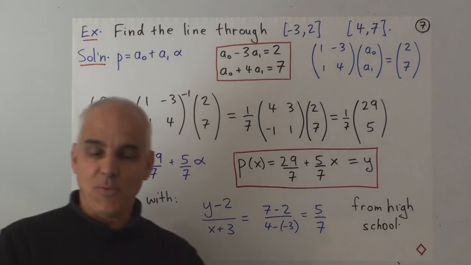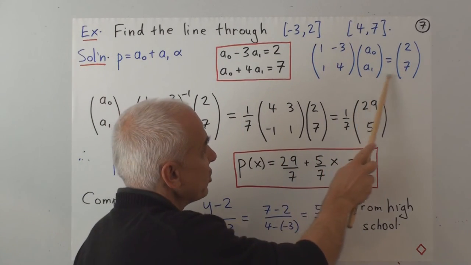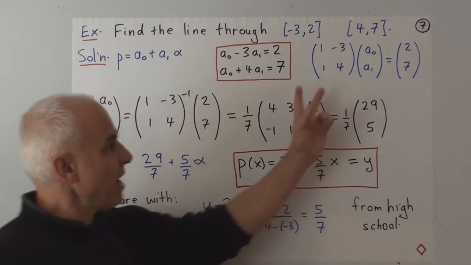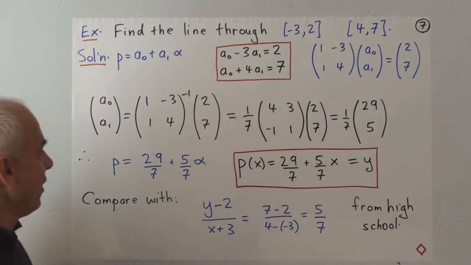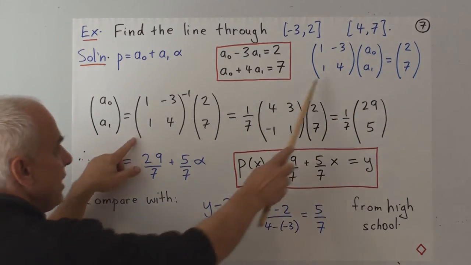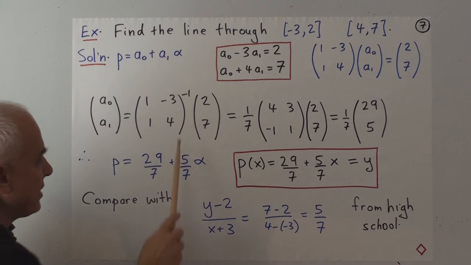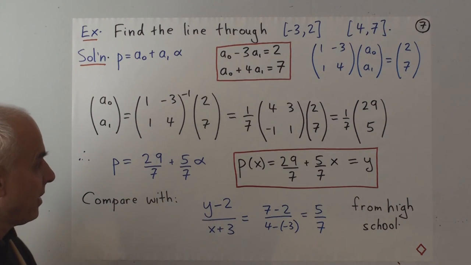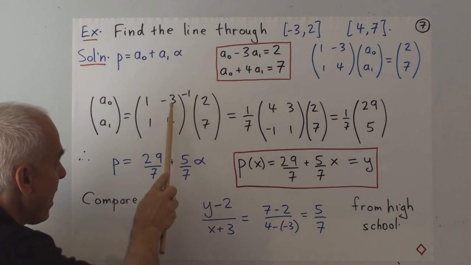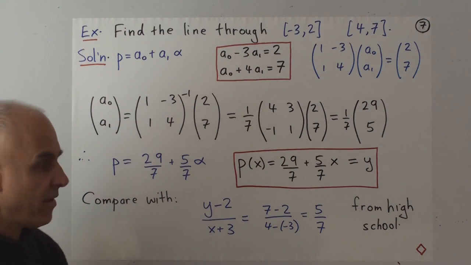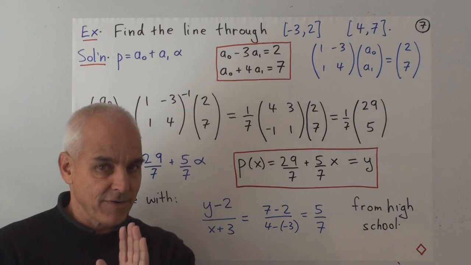Let's just do it in an alternate way to remind you of another way of doing it. Another way is to write the matrix equation like this, and then to multiply both sides by the inverse of this matrix. So a0, a1 is the inverse of this matrix times the vector 2, 7. Now what is the inverse of this matrix? Well, you have to calculate the determinant first. The determinant is 4 minus 3, that's 7. That's non-zero, so it means the inverse does exist.